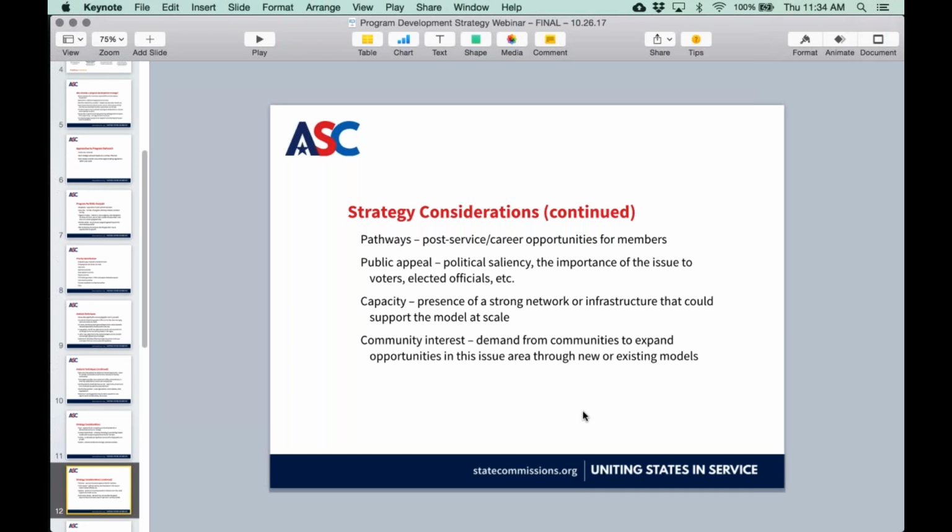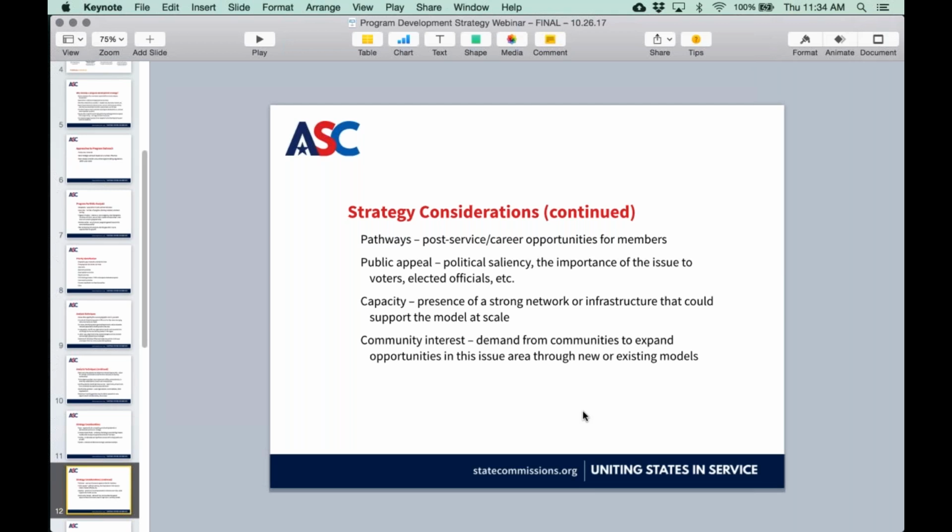And then the next one, I think, is really critically important, you all know this, is capacity, right? Is there a presence of a strong network or infrastructure that could support the model at scale, or a network of organizations that could be banding together to support this work? Really making sure that that capacity exists, or that you, in a reasonable amount of time and support, can help build the capacity necessary to run a high-quality service program.